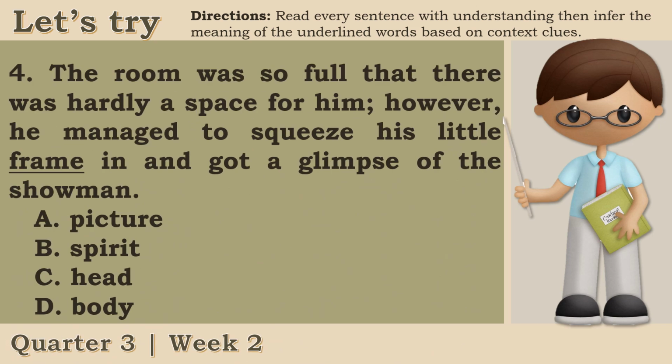Number 4. The room was so full that there was hardly a space for him. However, he managed to squeeze his little frame in and got a glimpse of the showman. The underlined word here is frame. What does it mean in the sentence? A. Picture. B. Spirit. C. Head. D. Body. What's the answer? It's letter D, body.